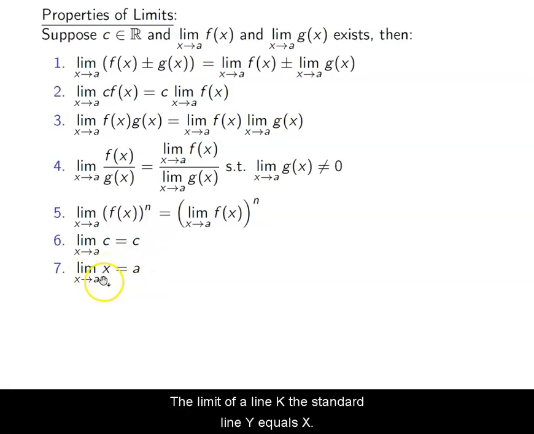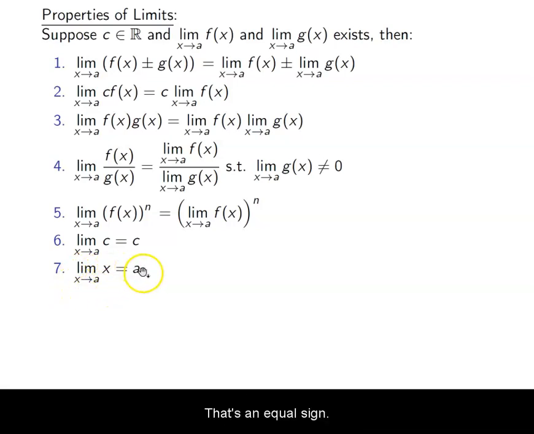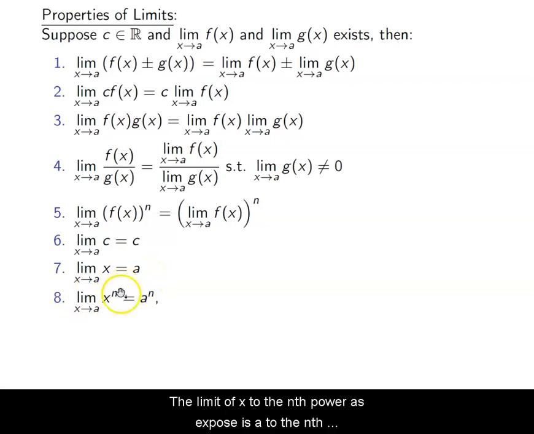The limit of a line, the standard line y equals x, as x goes to whatever value of interest you're looking at, is just going to be that value. So if I'm looking at the limit of x as x goes to 7, that's going to equal 7. The limit of x to the nth power, as x goes to a, is a to the nth power. So it's very similar to me using rule 7 and rule 5 together.